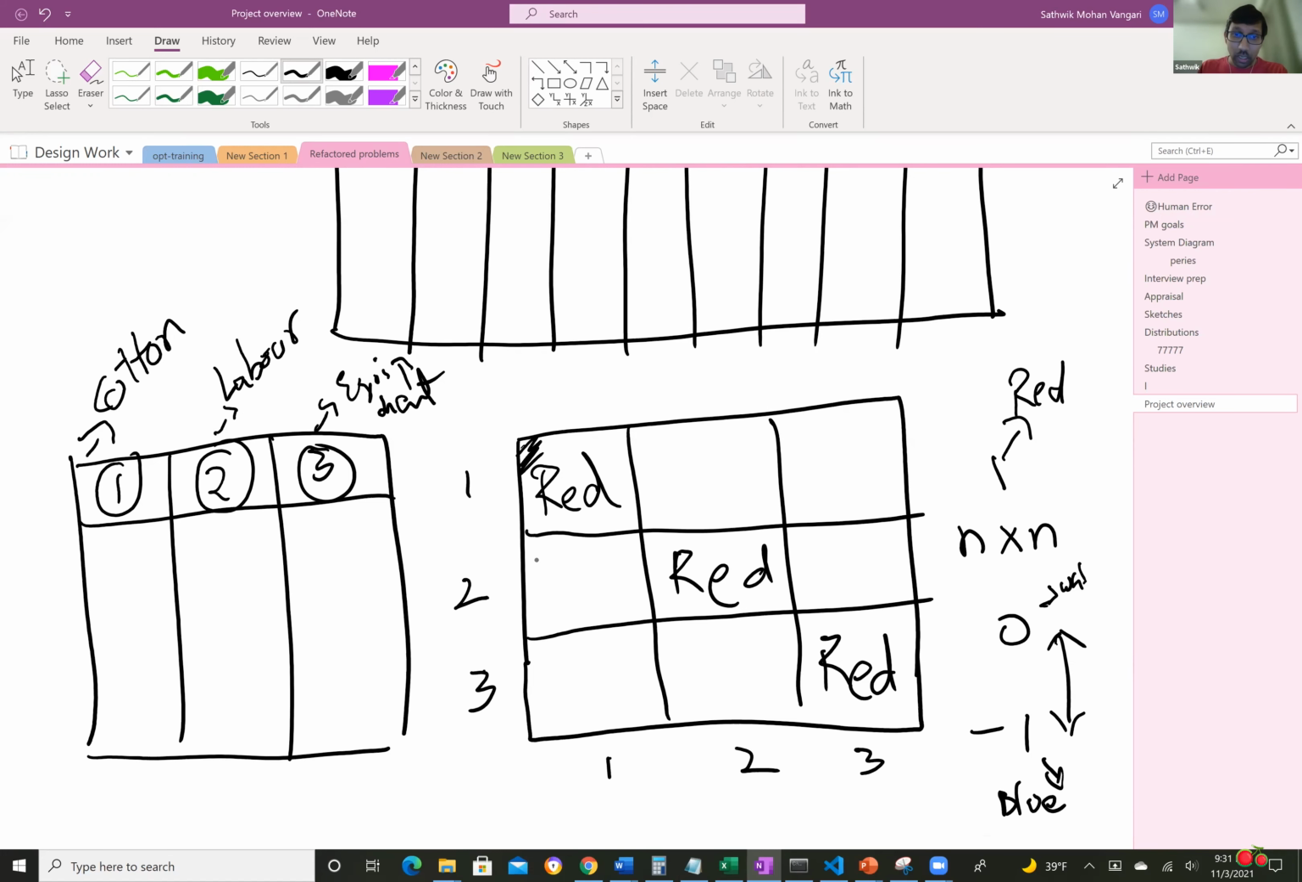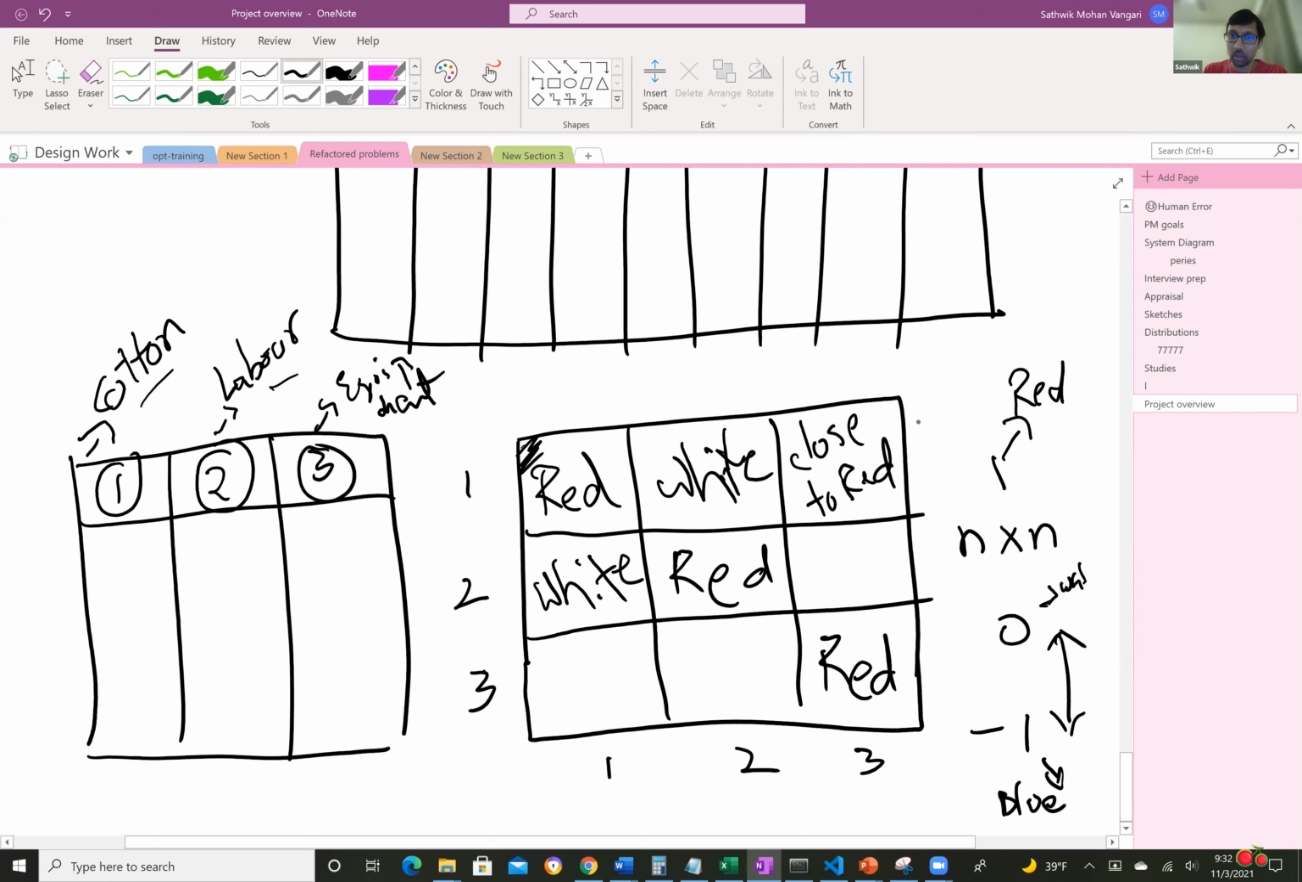Now, 1 in correlation with 2, cotton in correlation with labor. What did we think of? It has no correlation, which means 1 with 2 will probably be white. And 1 with 3, cotton and equipment, this will be closer to red. Might not be perfectly red, but close to red.